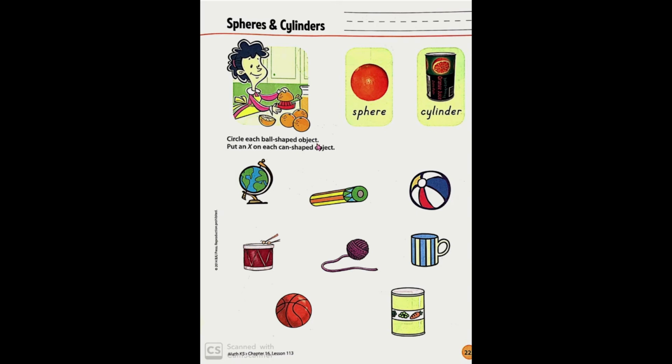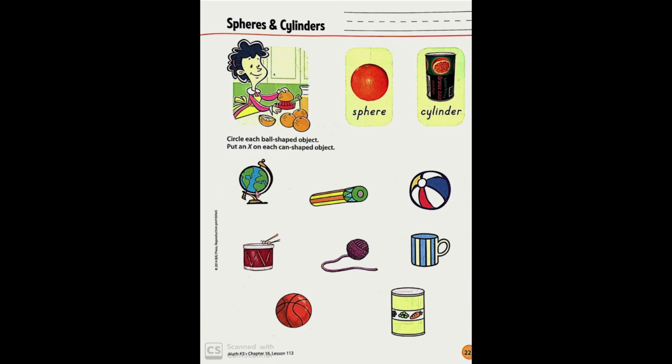Circle each bowl-shaped object. Put an X on each can-shaped object. Which one is a bowl shape and can shape? That's correct. Sphere is a bowl shape and cylinder is a can shape. The earth, what does it look like? A bowl or a can? A bowl shape. So do we circle or put an X? The bowl shape, we circle.